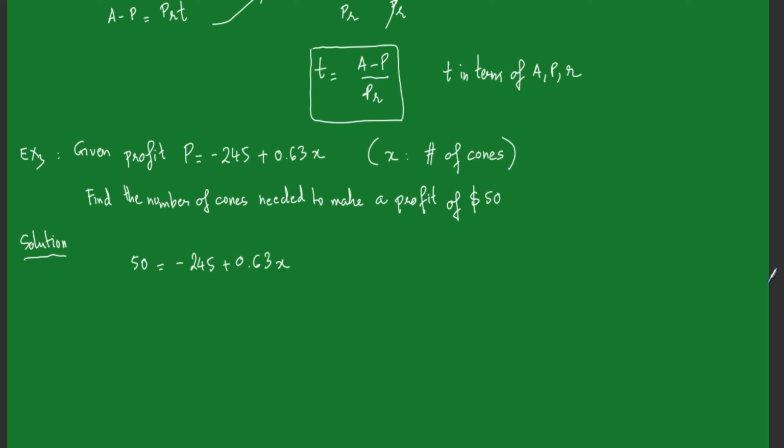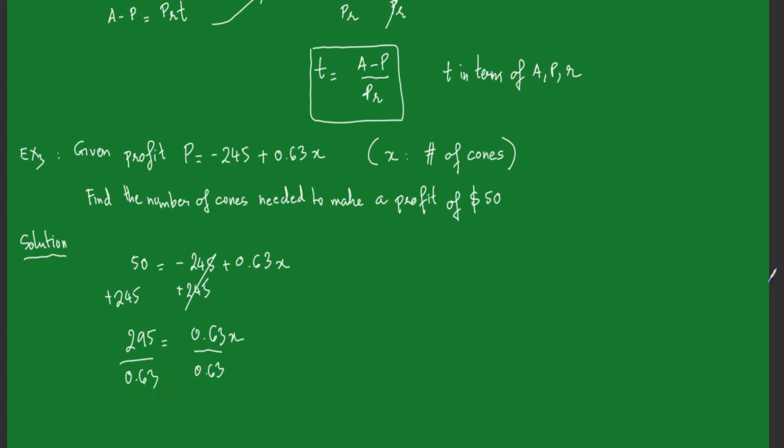So right now we're just gonna solve for x, right? It means you don't want to deal with 0.63 yet. You need to deal with 245. So I'm gonna add 245 to both sides. So you add over here, then you're gonna have 295 equal 0.63x. And in order to get x, which represents the number of cones, you just divide by 0.63.